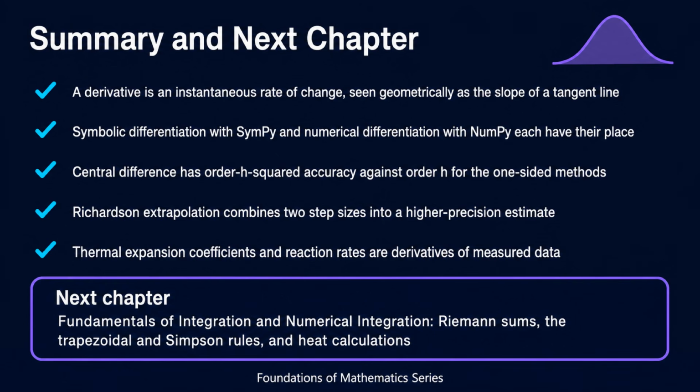Higher-order derivatives get their own symmetric stencils, and a known test function is the fastest way to check them. Richardson extrapolation enables even higher precision numerical differentiation by combining 2 step sizes. Next chapter, the fundamentals of integration and numerical integration, from Riemann sums to the trapezoidal and Simpson rules, and on to heat calculations.